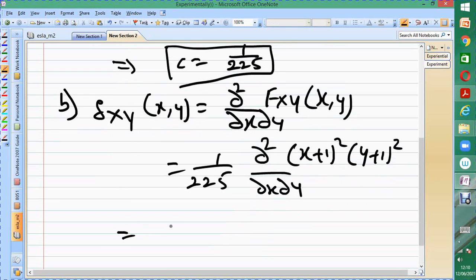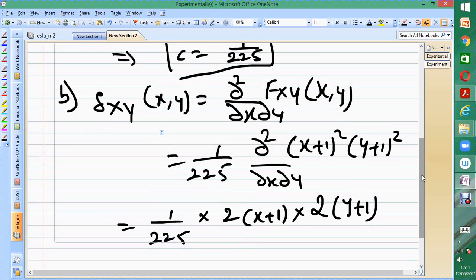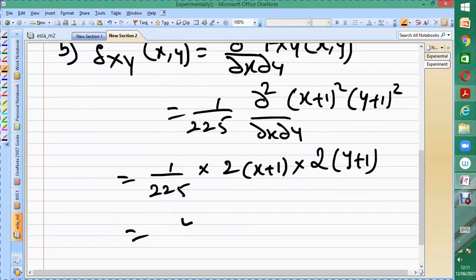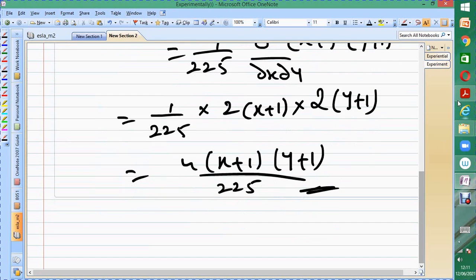In the next step we write 1/225. When (x+1)² is differentiated with respect to x, we get 2(x+1), and when (y+1)² is differentiated with respect to y, we have 2(y+1). This results in the bivariate PDF as 4(x+1)(y+1)/225. So this is the equation for the bivariate PDF, and that is the second part that was asked.